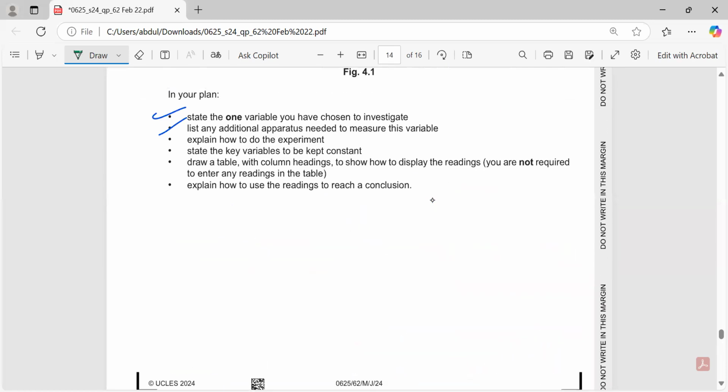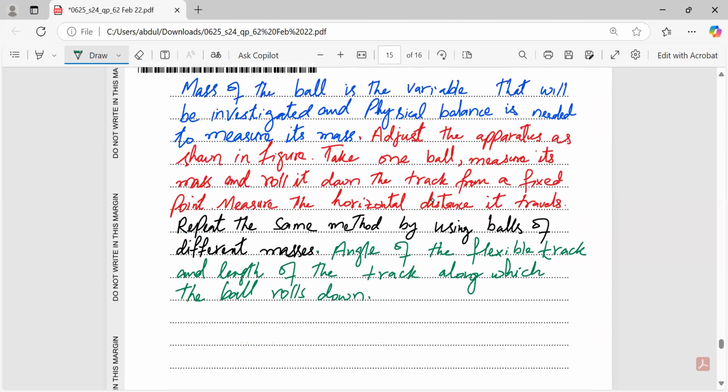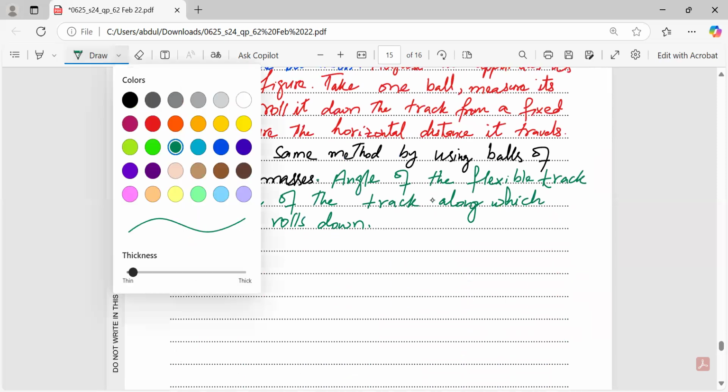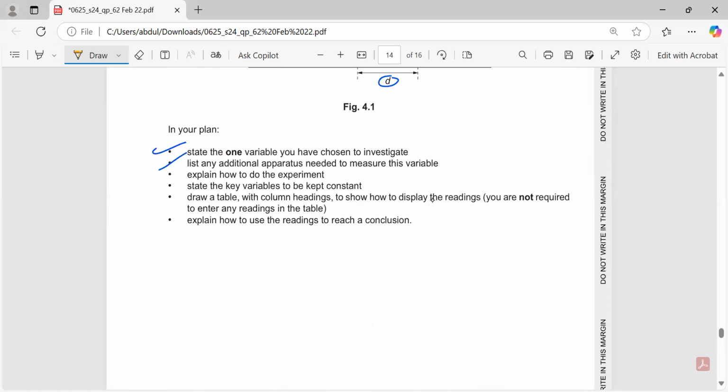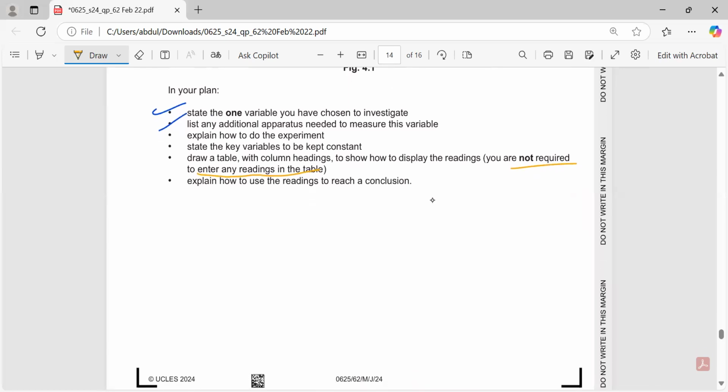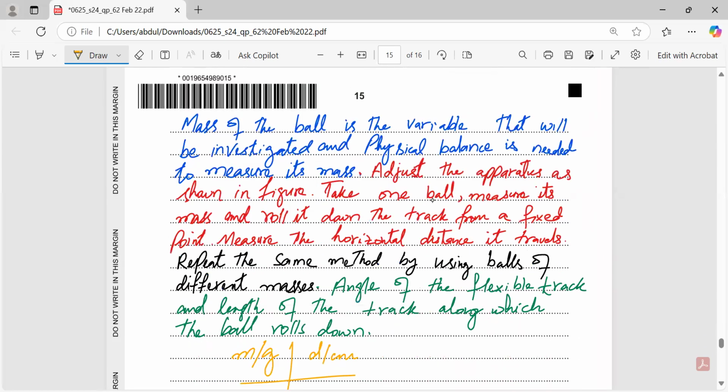Then the next point is, of course, draw a table with column headings. So the table we can draw like this: the mass, the independent variable, in the first column. Second column will be the dependent variable, which is the horizontal distance in centimeters. And no readings we are entering, because we are not performing the experiment. You are not required to enter any readings in the table. Explain how to use these readings to reach a conclusion.